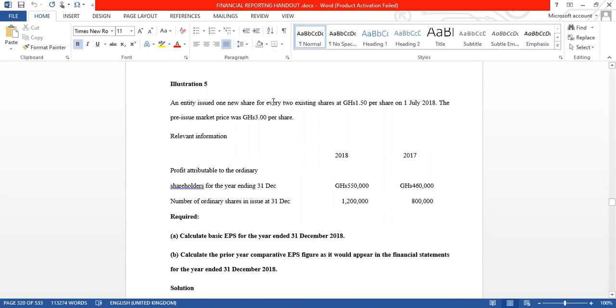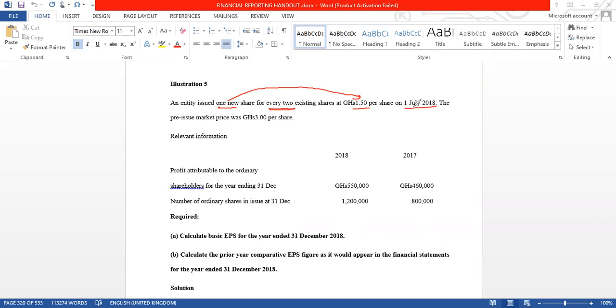All right, this is the illustration that we have before us. An entity has issued one share for every two. One for every two, so it means if you have two, you get one. And the price of that one share that is coming in is what? 1 cedi, 50 pesos. And they did this in July 2018.